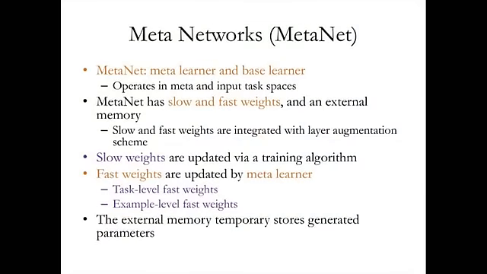So we propose meta networks, or in short, MetaNet. It has a meta learner and a base learner, just like a standard framework. It operates in two different spaces, meta space and input task space. The meta space is supposed to be predefined. In our case, we use the loss gradient as meta information. And MetaNet has two different types of weights, slow and fast weights.